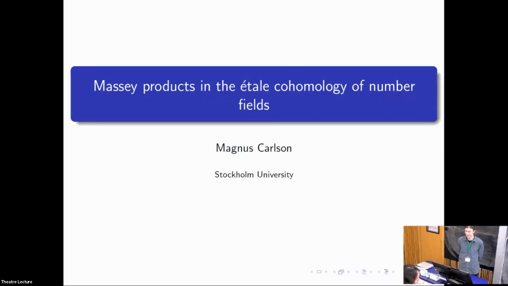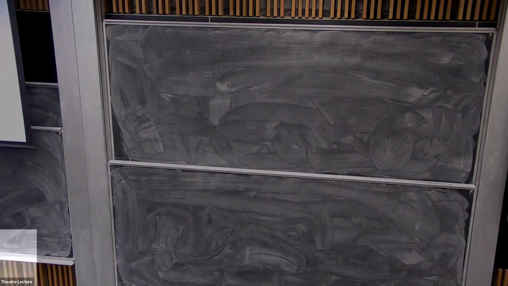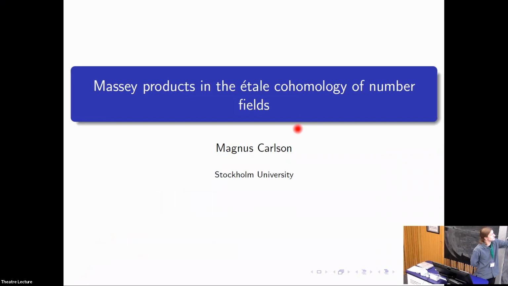So thank you so much to the organizers for inviting me to talk. It's a lovely conference. Today I'll be speaking about Massey products in the étale cohomology of number fields. I think the goal of this talk is to show you why this sort of niche thing is kind of interesting, why you should care about Massey products in the étale cohomology of number fields.